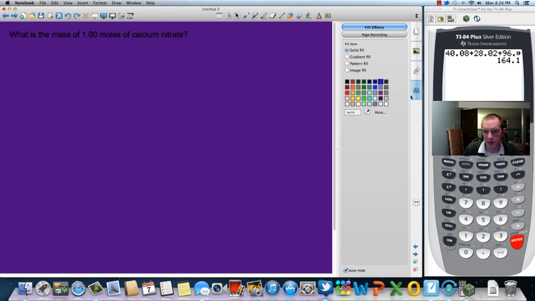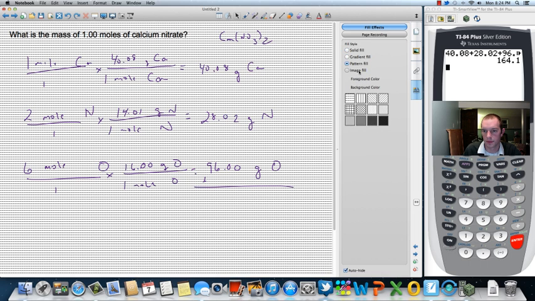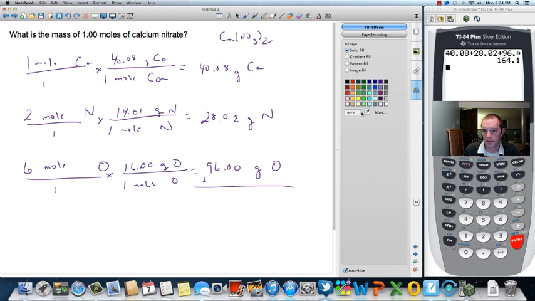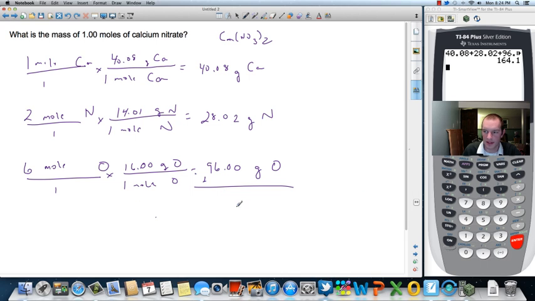Now we can figure out that it's equal to 164.10 grams of Ca(NO3)2 per 1 mole.